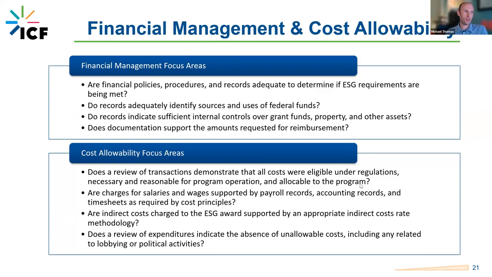Are indirect costs charged to the ESG award supported by an appropriate indirect cost rate methodology? So if you're charging indirect costs to the award, do you clearly have it documented which methodology you're using? And then does a review of expenditures indicate the absence of unallowable costs, including any related to lobbying or political activities? So in other words, if you pull an accounting report that shows all of the costs to date for the grant that's being monitored, is anything unallowable evident in that?